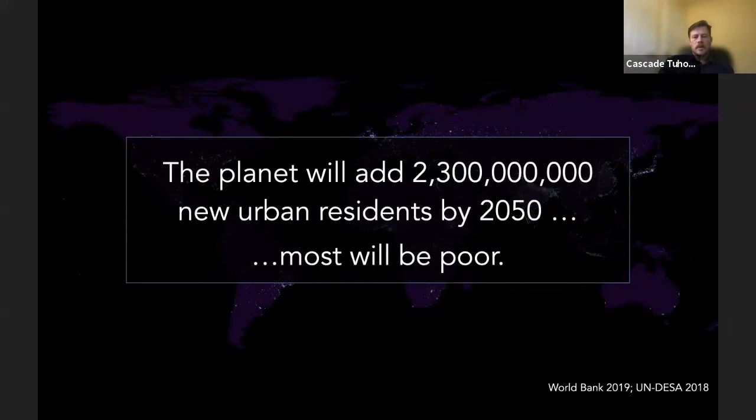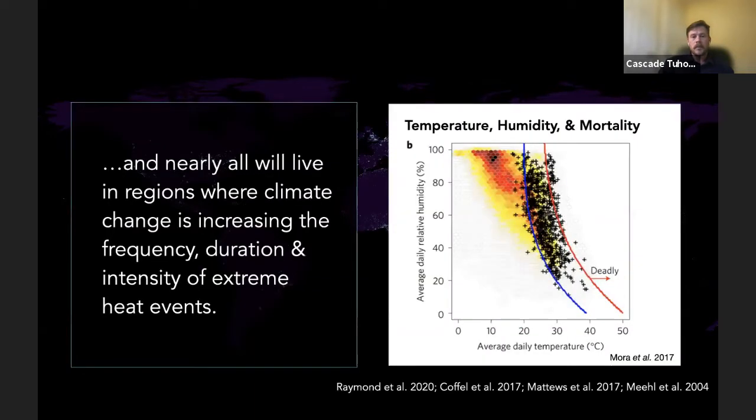The United Nations projects that the planet will add 2.3 billion people to urban areas in the next, I guess we're in almost 28 years. The majority of them are projected to be low income, to be poor, essentially. At the same time, a huge body of research has shown that climate change is driving an increase in the frequency, duration, and intensity of extreme heat events. And these heat events can be lethal.